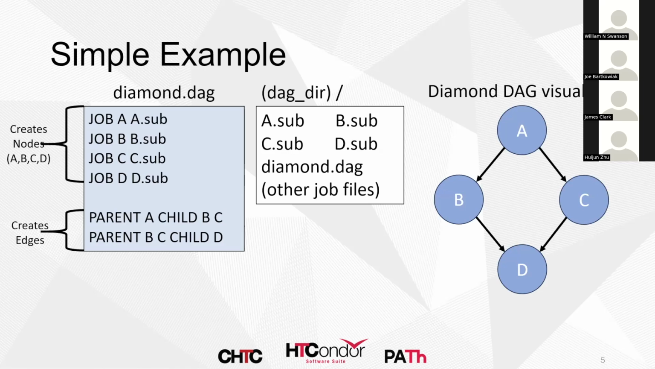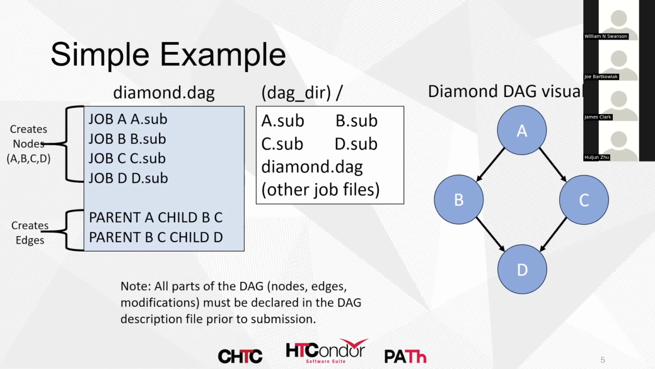DAGMan will run this in that order. Job A will be submitted, hopefully run to successful. And then job B and C will be submitted because the dependency of A has been fulfilled. Once both B and C are done, D will then run. It is important to note, DAGMan wants to know everything ahead of time. It needs to know all of its nodes, all of its dependencies, any little knickknacks or special features that you want to use needs to be in the DAG file at submit time.